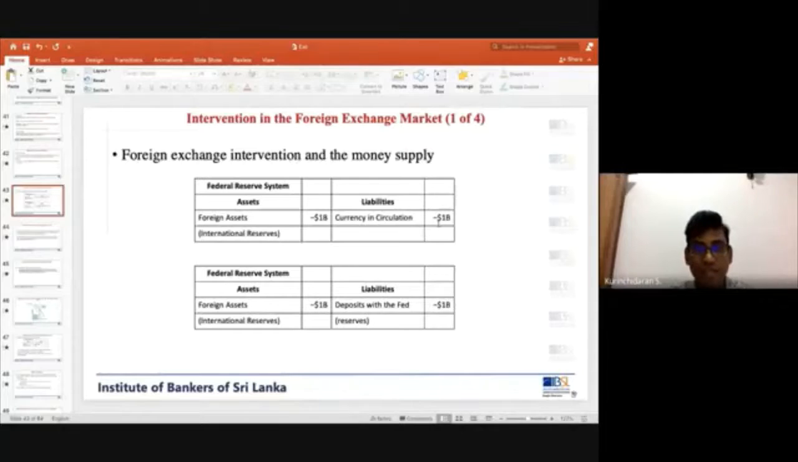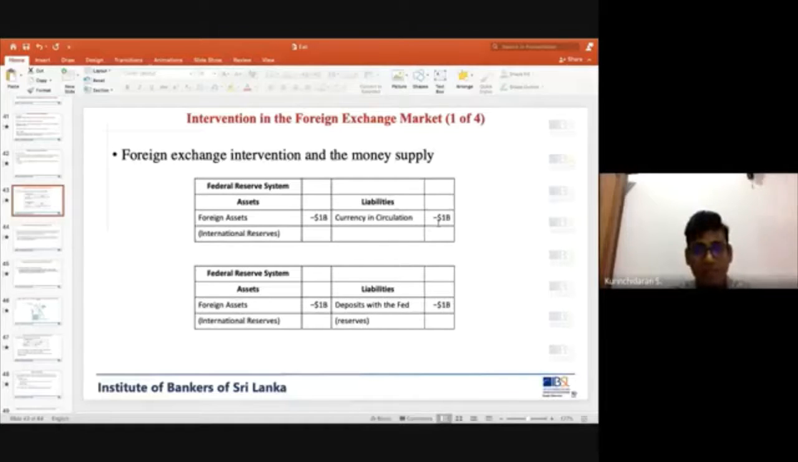To stop that, the central bank can sell the dollars, so pump the dollars into the market and get the money back. In that instance, you are going to lose your assets and you are going to reduce the liability. That is the first table. Don't get confused. This table, as usual, is from the Mishkin book.